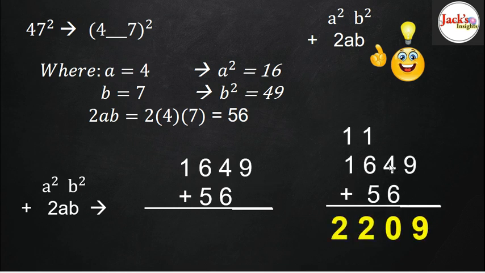We have 9. Bring down 9. 4 plus 6 is 10. It is 0 carry 1. So 1 plus 6, 7 plus 5, that is 12. 2 carry 1. 1 plus 1 equals 2. Therefore, the square of 47 using the concept is 2,209, which is correct. So you can always check the answer in your calculator. So kung doubtful ta sa answer.